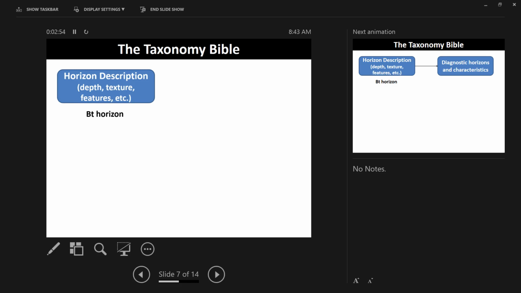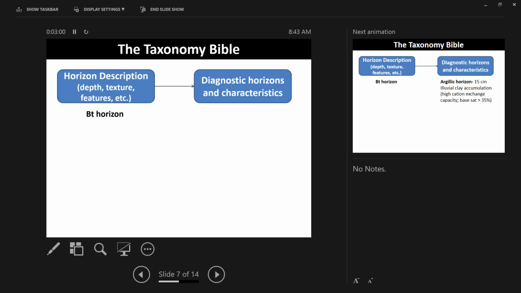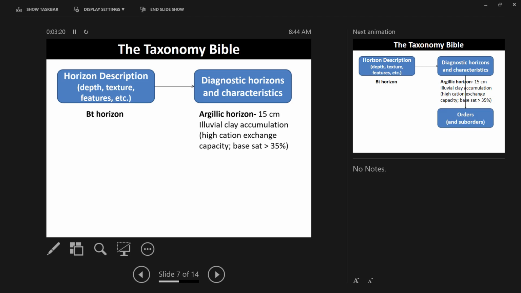Let's say, for instance, you have a Bt horizon, something that's really common around here. Now we go to that next level of diagnostic horizons and characteristics. So we can look at all of our features and say, are any of these things diagnostic? Diagnostic just means that they're indicating something bigger, the soil order that this particular soil belongs to. Well, a Bt could potentially be an argillic horizon. Argillic is one of several diagnostic horizons. It could be called argillic if you have 15 centimeters of clay accumulation. So not all Bt horizons might meet that 15 centimeter criteria.